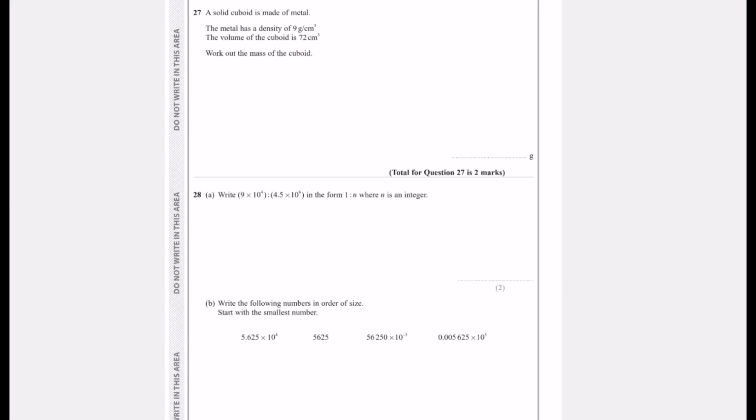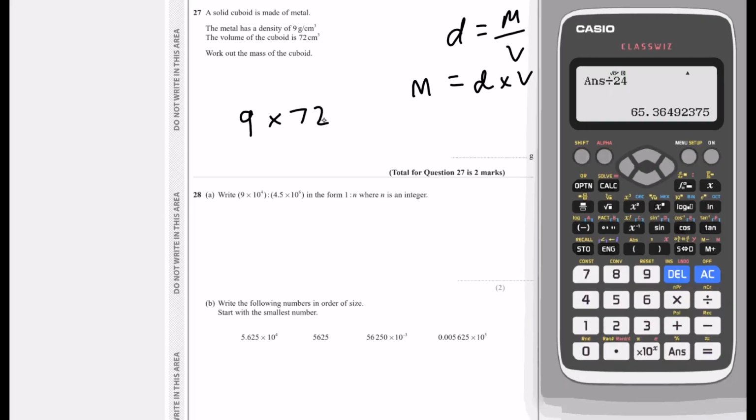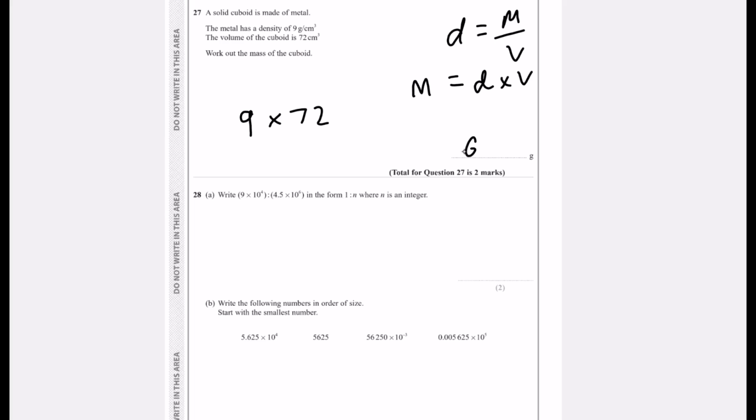Question 27. A solid cuboid is made of metal. We've got a density, equals mass over volume, of 9 grams per centimeter cubed. The volume is 72 centimeters cubed. Work out the mass. So rearranging density equals mass over volume, we get mass is density times volume. So it's 9 times 72, 648.